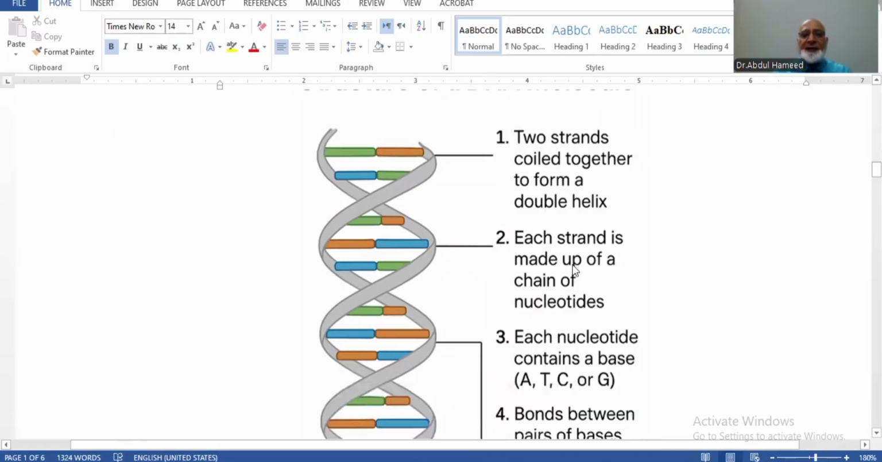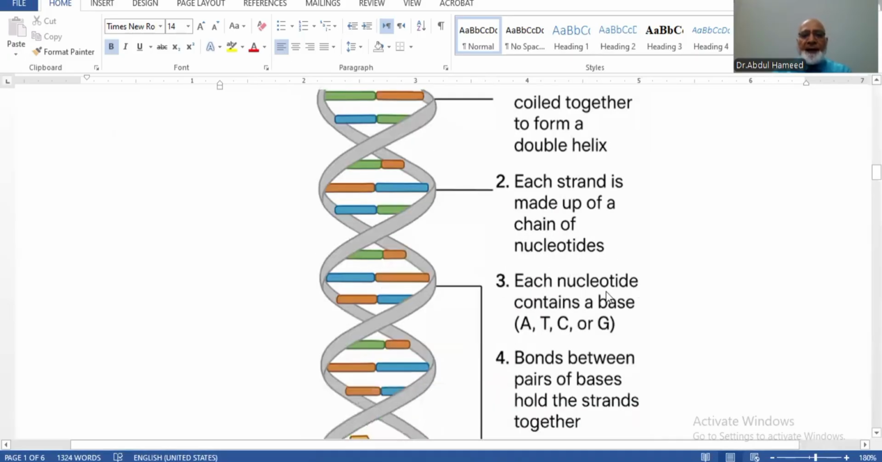Then each strand is made up of chains of nucleotides. These are nucleotides. Each nucleotide contains base A, T, C, or G. This is a nitrogen base, and in this case, what we named the backbone of the DNA consists of deoxyribose and the phosphate group.